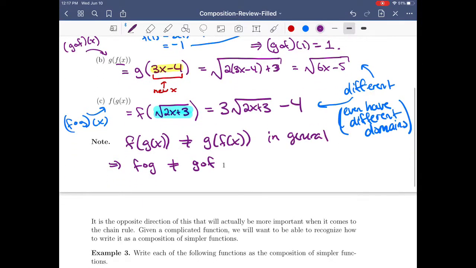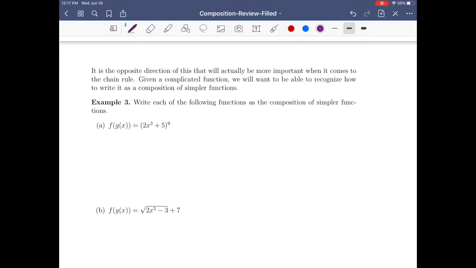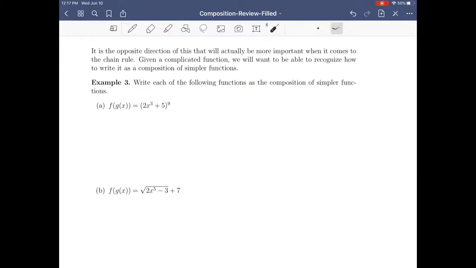Now, what we are actually going to be interested in for using the chain rule is how to decompose a function. So instead of composing it, we want to break it down into its pieces. So we want to recognize that it's a composition of simpler functions. Okay, so I want to do a few examples where we decompose. So here's our first one. It's 2x cubed plus 5, sorry, all to the power 9.